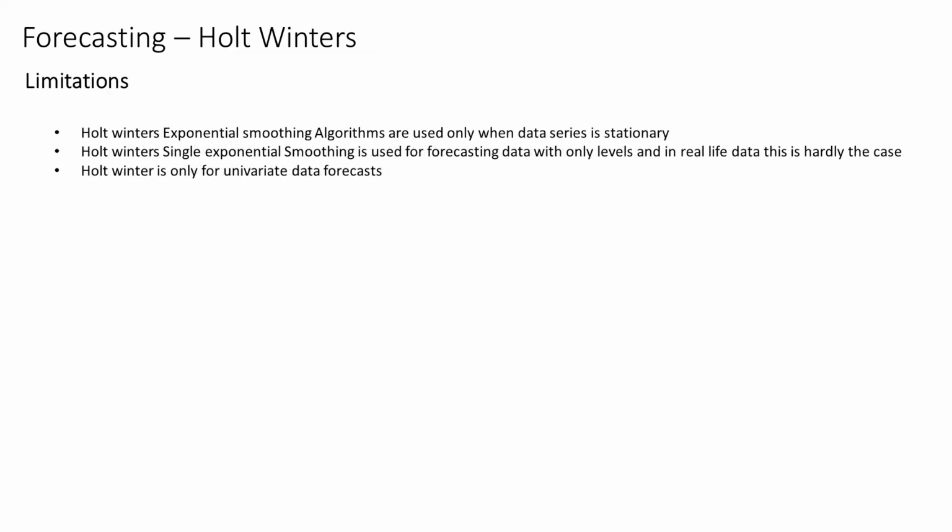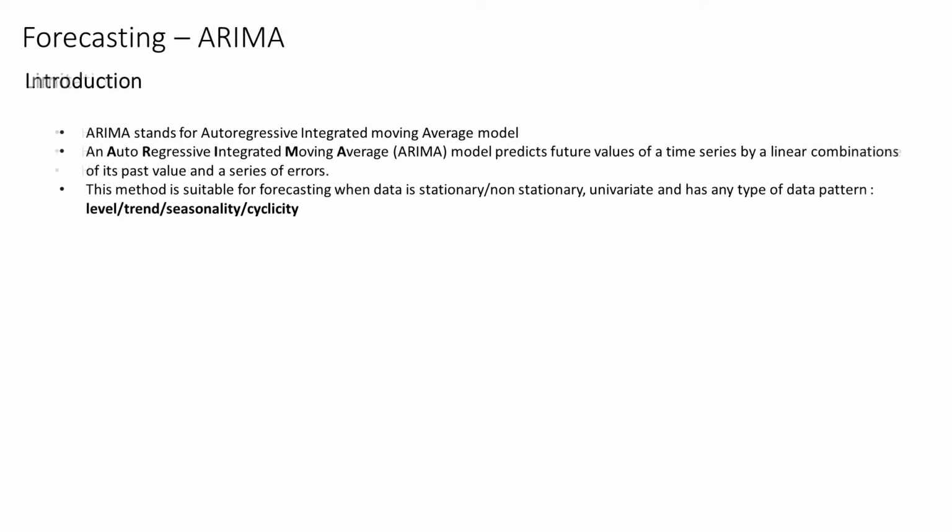Holt-Winters should be used only when the data series is stationary. Single exponential smoothing is used for forecasting data with specific levels, and in real-life data this is hardly ever the case. And finally, Holt-Winters is only used for univariate data forecasts.